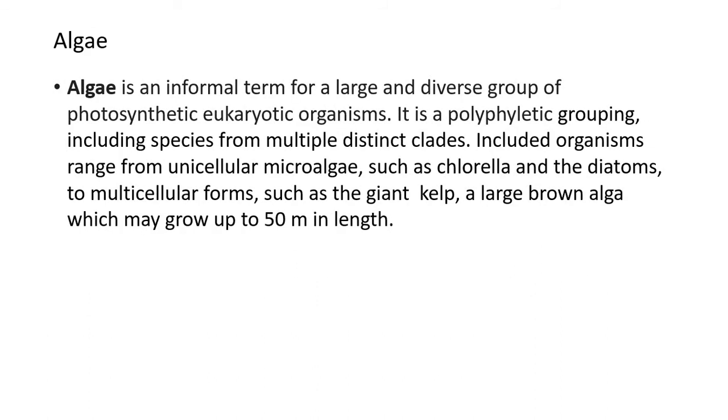Now coming to algae. Algae is an informal term for a large and diverse group of photosynthetic eukaryotic organisms. These are also called photosynthetic eukaryotic organisms. It is a polyphyletic grouping including species from multiple distinct clades. It includes organisms ranging from unicellular microalgae such as chlorella and the diatoms to multicellular forms such as giant kelp, a large brown alga which may grow up to 50 meters in length.